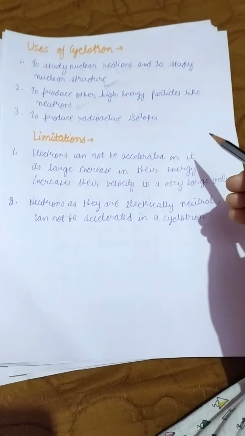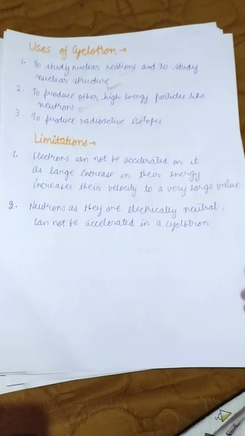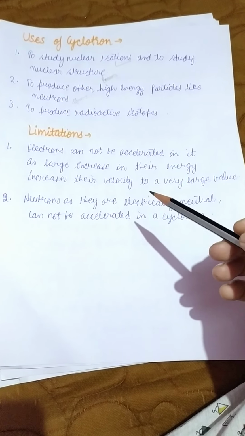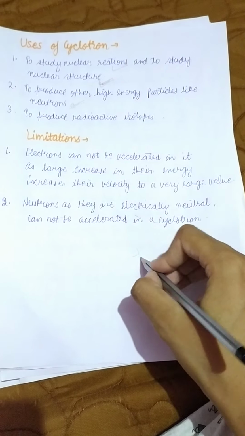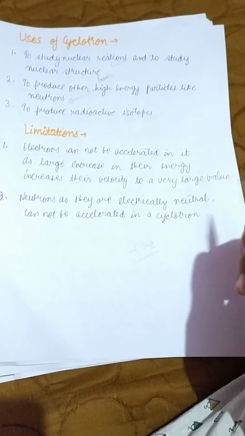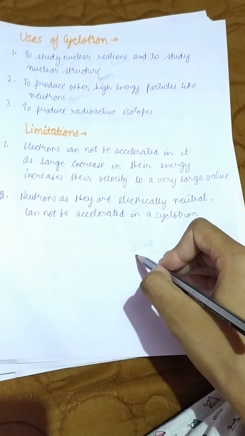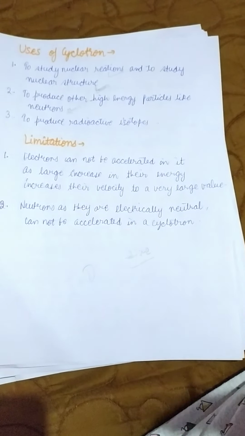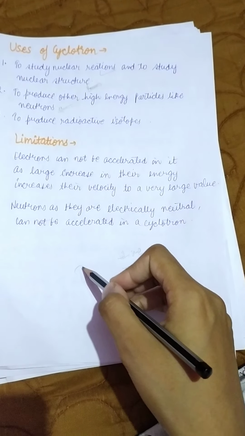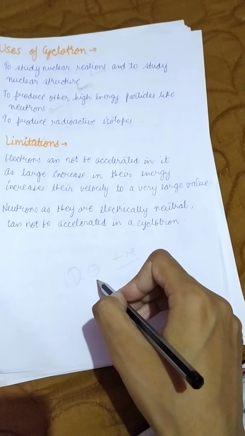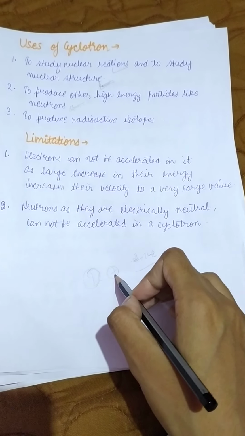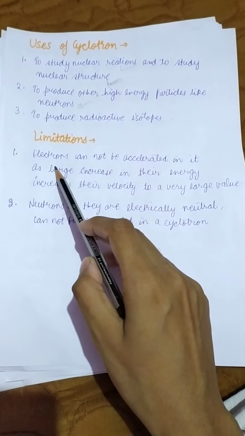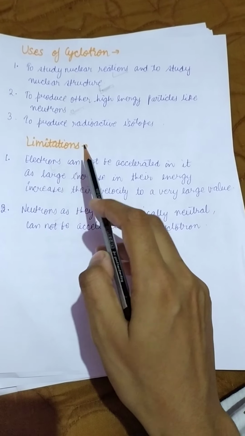Now let us discuss some limitations of the cyclotron. What are the limitations of the cyclotron? We have seen that positively charged particles are accelerated using this cyclotron. The plates, the Ds, are kept negatively charged so that they can accelerate the positive charge. We have not discussed the cyclotron for electrons and neutrons. Why? Because electrons are not accelerated by using the cyclotron.